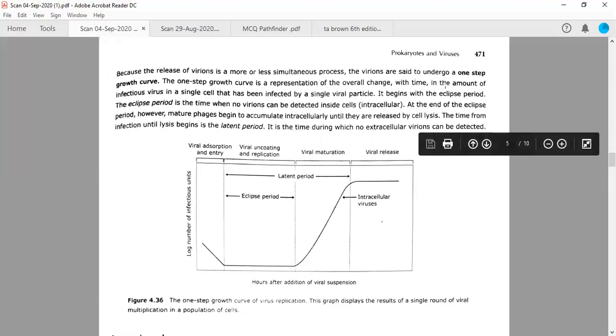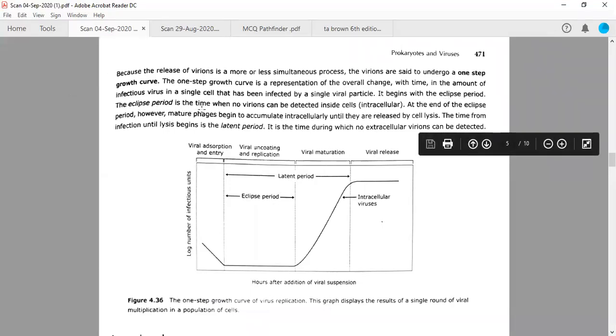So with time, they have plotted this particular curve. This is a one step growth curve showing the amount of infectious virus in a single cell that has been infected by a single viral particle. It begins with an eclipse period. So it is showing the eclipse period. You need to remember these terms. What is the eclipse period? What is the latent period? What is actually happening in these particular periods?